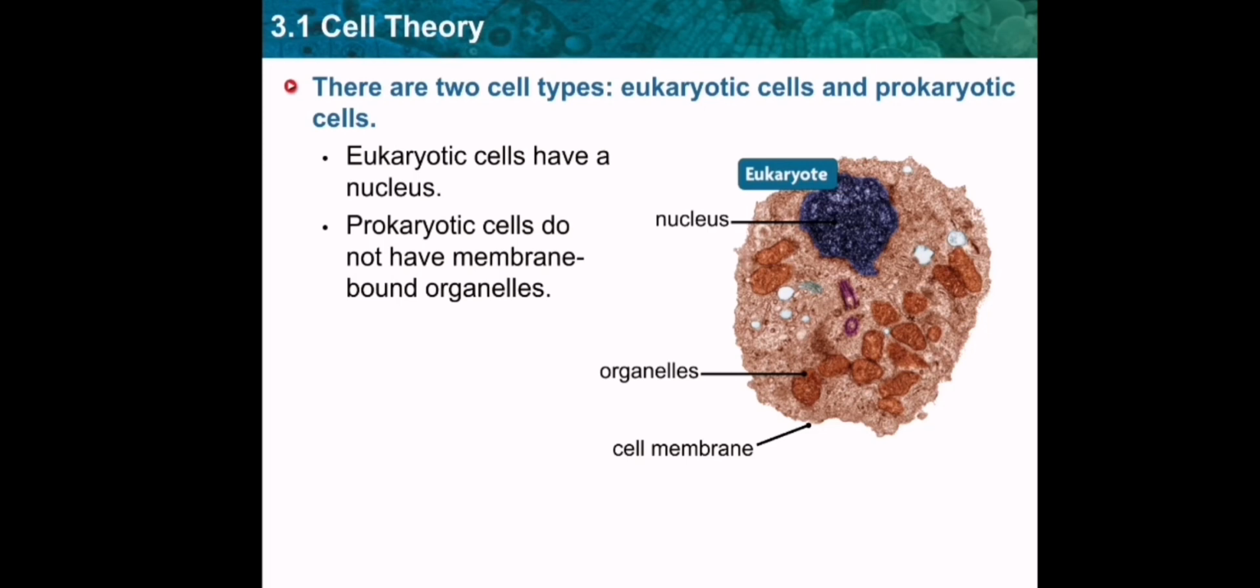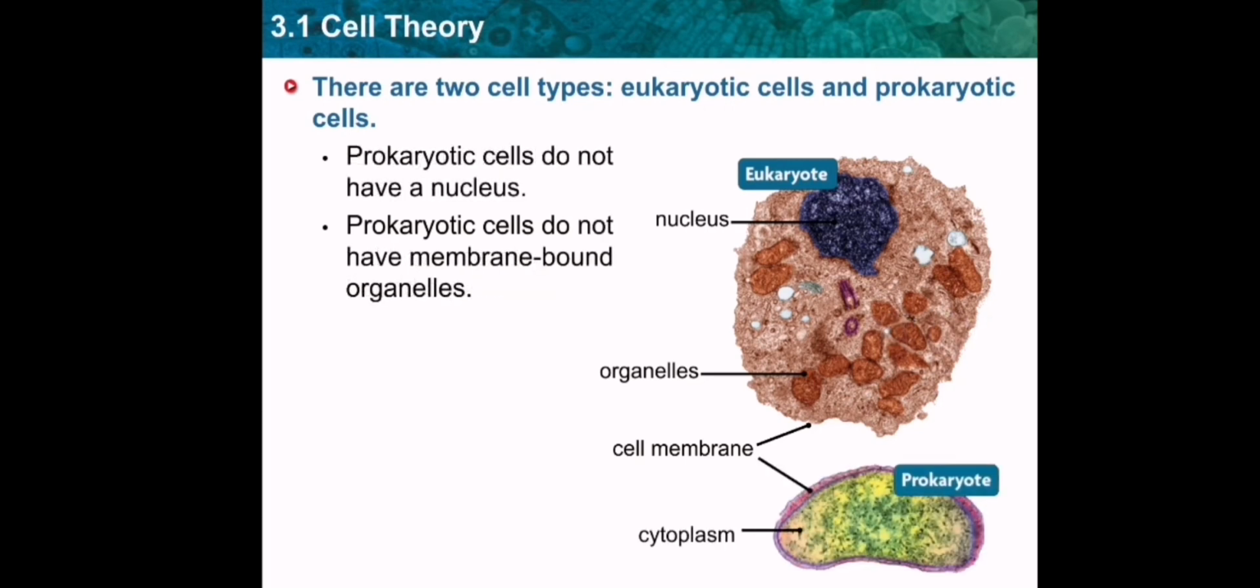There are two types of cells, eukaryotic cells and prokaryotic cells. Eukaryotic cells have a nucleus, which is surrounded by a nuclear envelope. Prokaryotic cells do not have membrane-bound organelles.